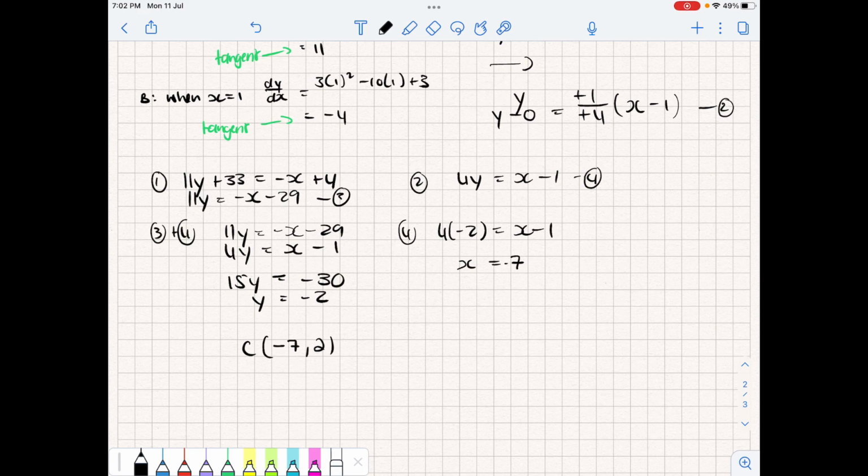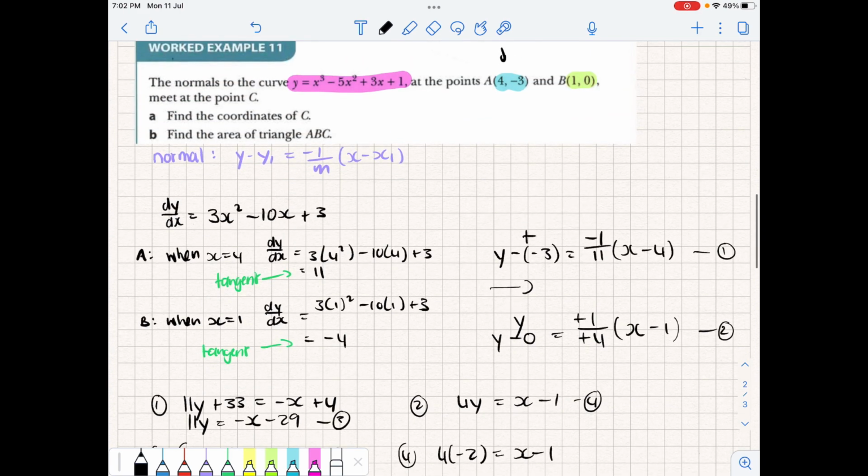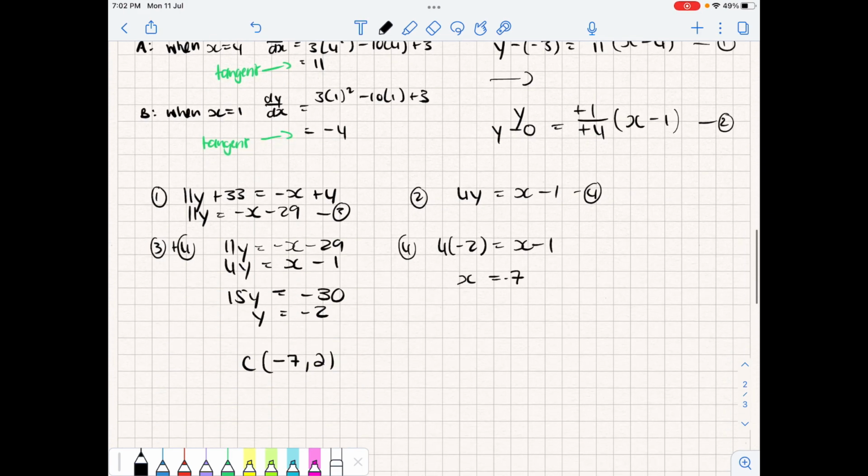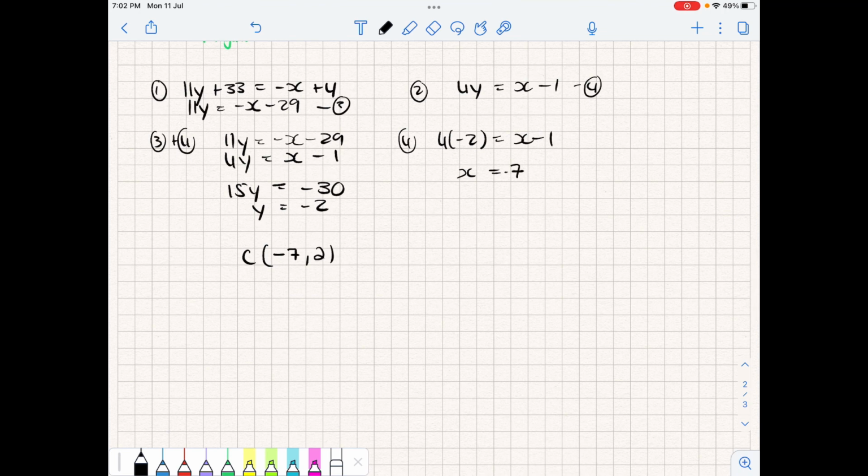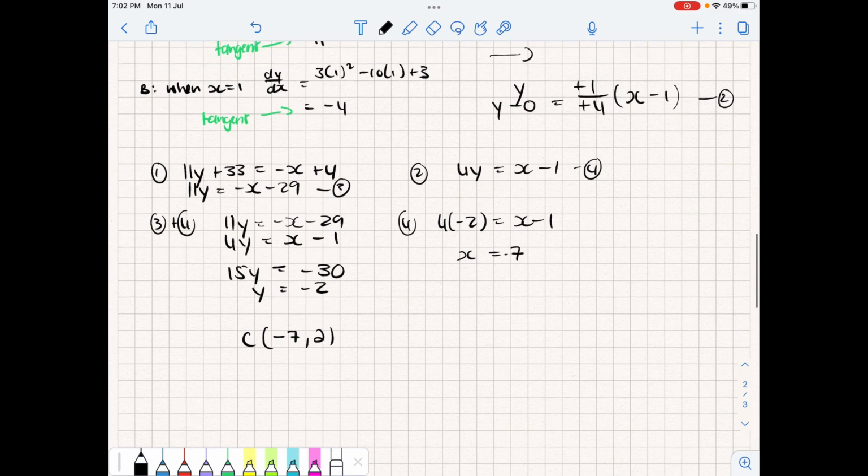Now, the next part of the question said find the area of the triangle. And to find the area of the triangle, we can use that special stitch method using the 3 coordinates. We can string them together and you could find the area. But that's not required for the additional maths examination. That's just something extra that you're taught that would make life a little bit easier.